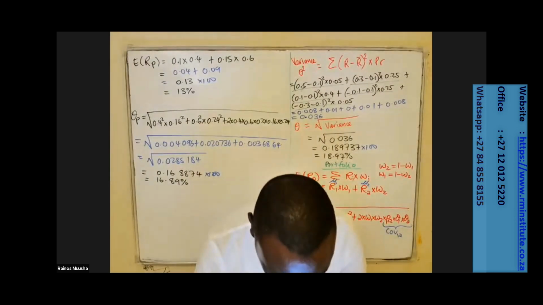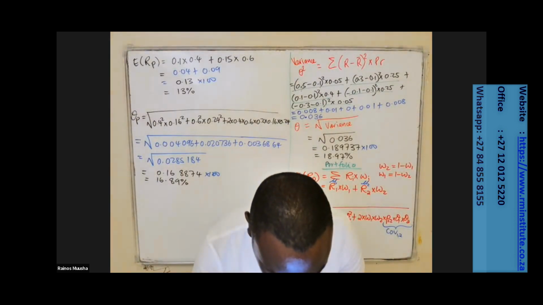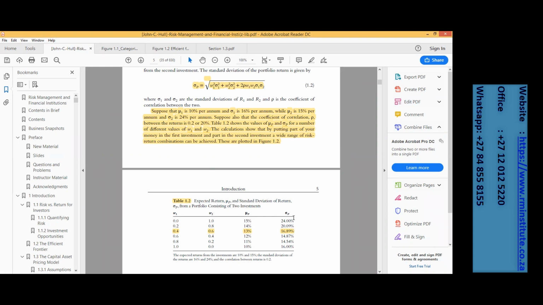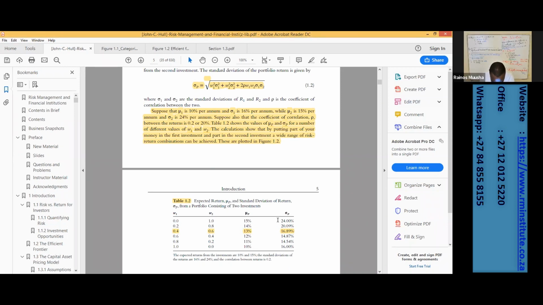So we're going to go back and look at table 1.2. And when you look at table 1.2, you see that if you allocate 0 weight to asset 1 and 100% weight to asset 2, the expected return of the portfolio will be 15, and the standard deviation of the portfolio will be 24. And if you do the different allocations there, they give you the corresponding expected returns and the standard deviations. Are we on the same page so far? So these are the corresponding expected returns and the standard deviations given the different scenarios as well.